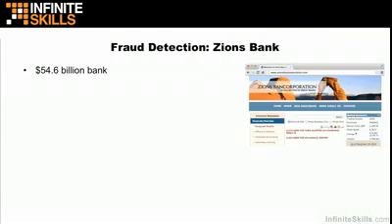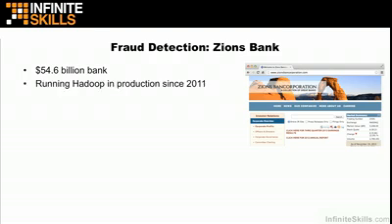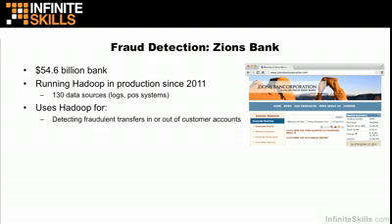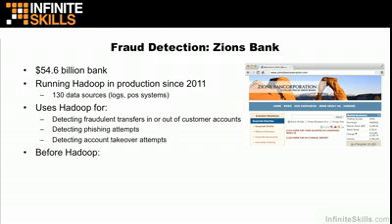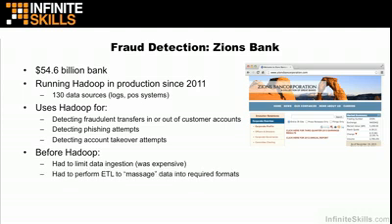Fraud detection is another area that Hadoop is used frequently, and here we'll look at how Zions Bank used Hadoop. Zions Bank, a $54.6 billion bank, has been running Hadoop in production since 2011. They have 130 different data sources, and they use Hadoop for detecting fraudulent transfers in and out of customer accounts, detecting phishing attempts, and detecting account takeover attempts. Before using Hadoop, they had to be careful about how much data they would use in their system because the storage and processing was expensive. They also had to perform expensive ETL to massage the data into required formats.